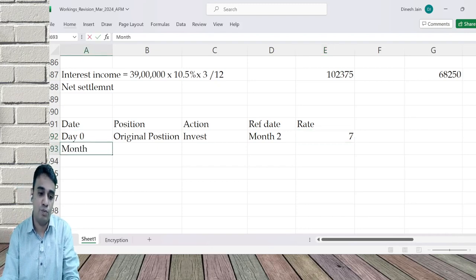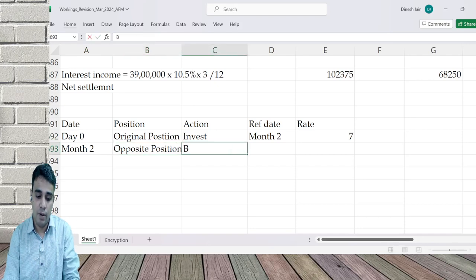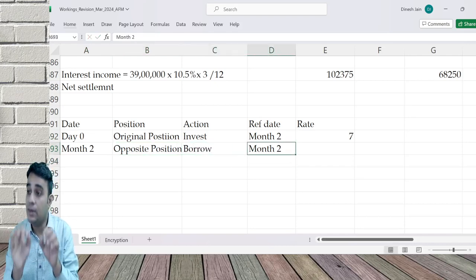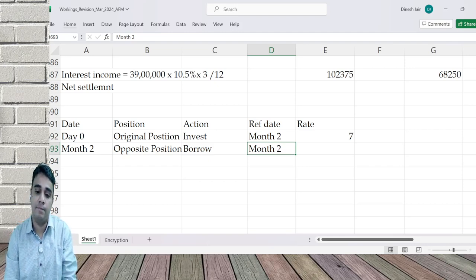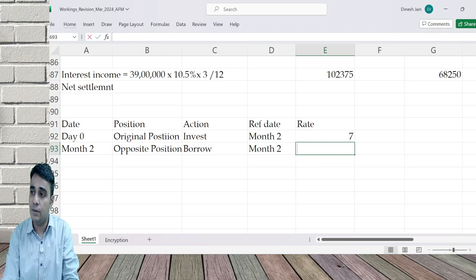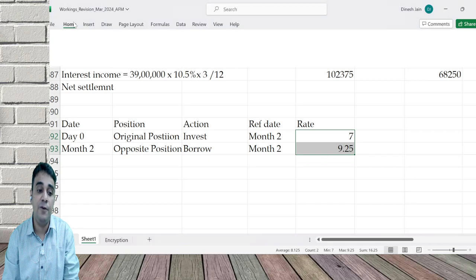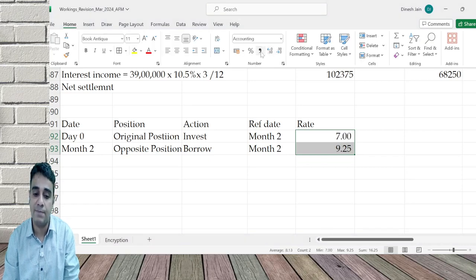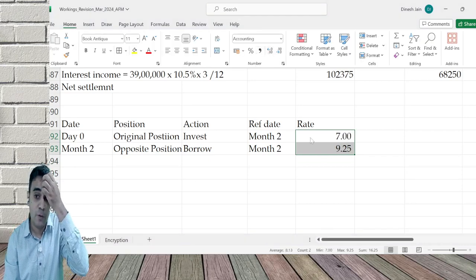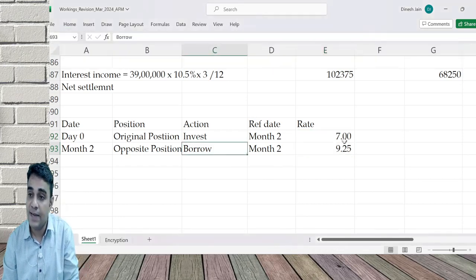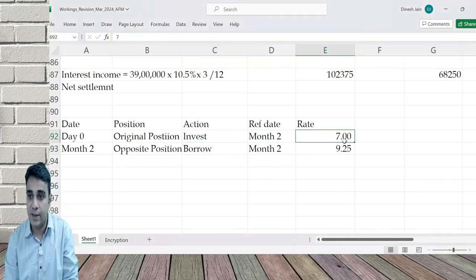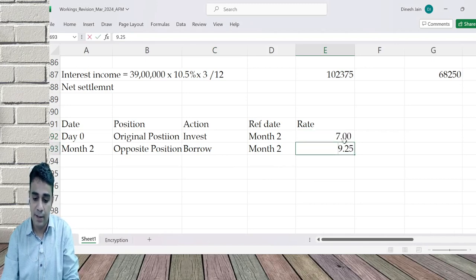Then comes month 2, the opposite position. The opposite of invest is borrow. In month 2, what is the futures rate? Look at the futures rate, not the spot rate. 9.25. Listen, 7% is my inflow, 9.25% is my outflow. Why is 9.25 an outflow? Because we are borrowing. Why is 7 an inflow? Because we are investing.